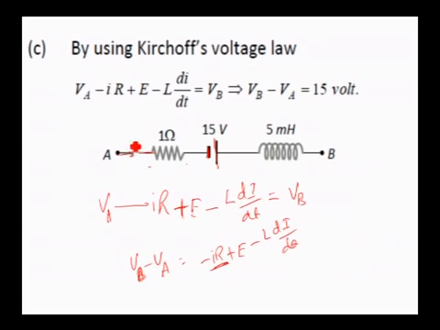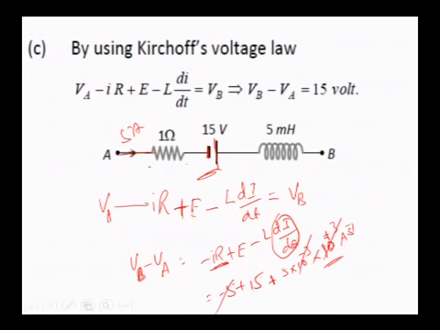What is minus IR? We have 5 ampere of current here. 5 into 1, this is minus 5. Plus what is E? It is 15 volt. And L is 5 millihenry, 5 into 10 power minus 3. And di by dt is the current decreasing at the rate of 10 power 3 ampere per second. Since it is decreasing, you can indicate it as minus. Minus into minus will become plus, because this is decreasing rate of current. Plus 3 minus 3 get cancelled. Minus 5 plus 5 also get cancelled. You get only 15. That's why the potential difference between B and A is 15 volt.